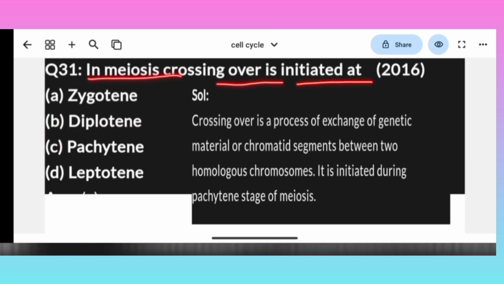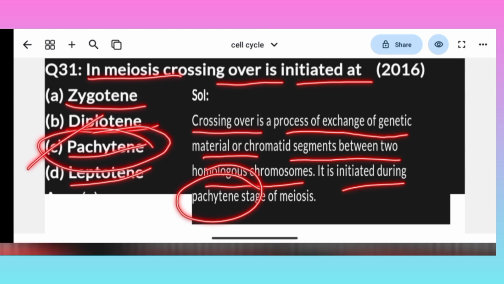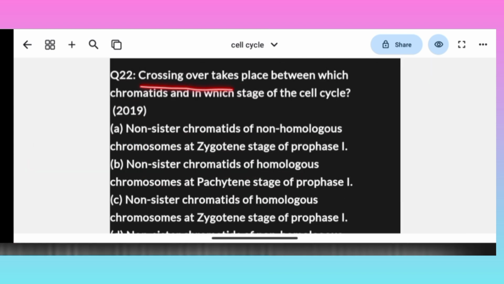In meiosis, crossing over is initiated at zygotene, diplotene, pachytene, leptotene. Crossing over is a process of exchange of genetic material or chromatid segments between two homologous chromosomes. It is initiated during pachytene. So option C, pachytene. Crossing over takes place between which chromatids and in which stage of the cell cycle? It takes place between non-sister chromatids of homologous chromosomes at pachytene stage of prophase 1. Option B.